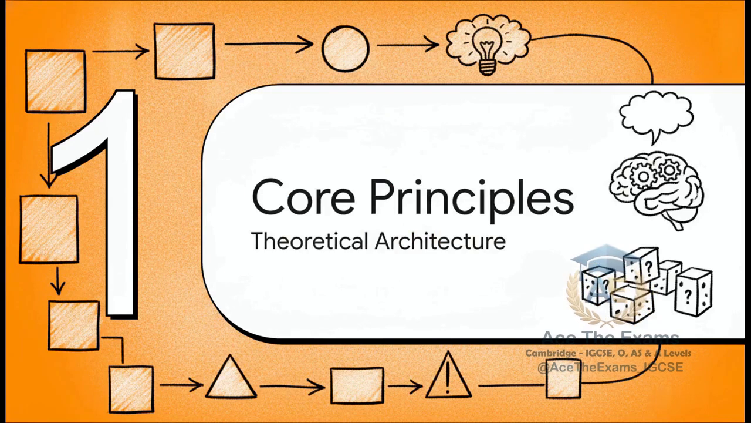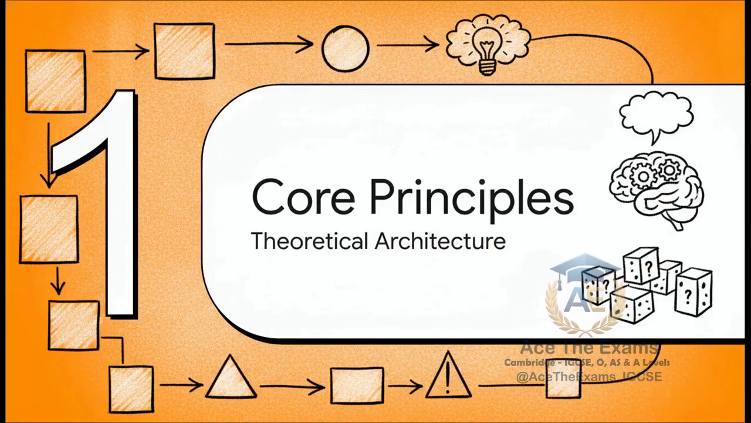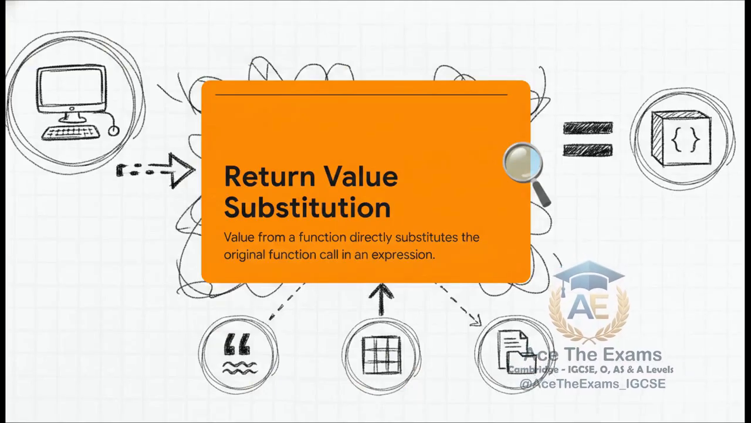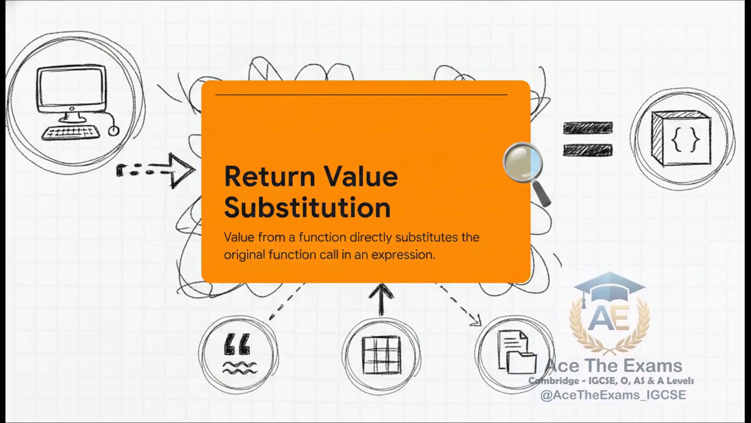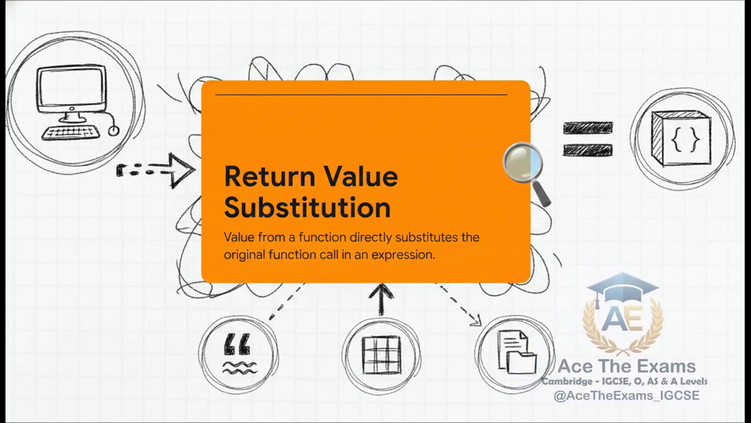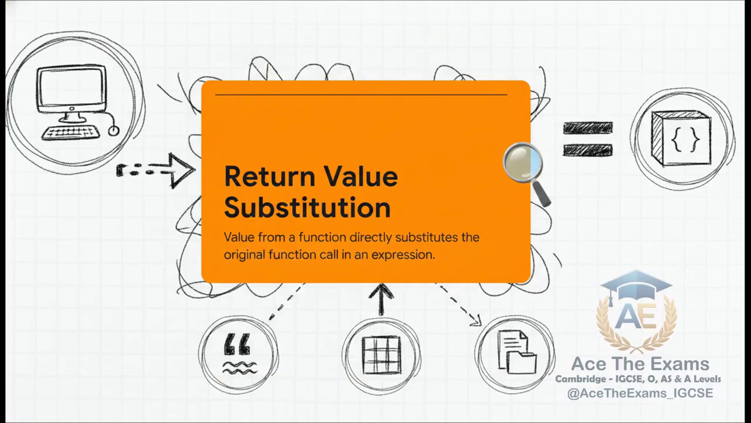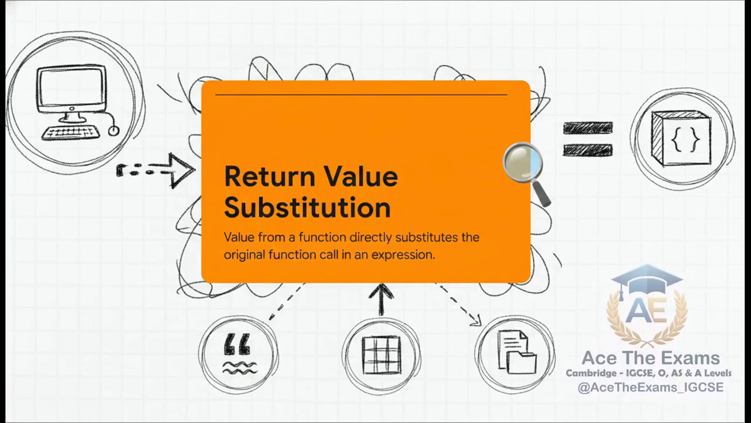Okay, let's dive into Section 1, Core Principles. This is the theoretical architecture you need to succeed. Let's look at the precise definition here. Return value replaces call. It sounds complex, but it's really a process where a function's execution results in a value that directly substitutes the original function call within an expression.